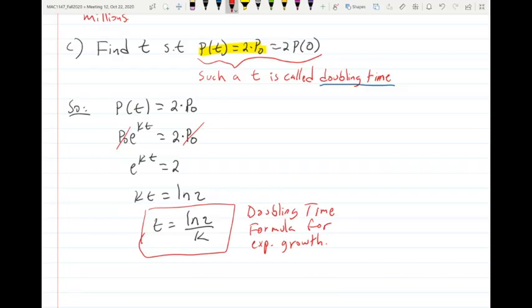Notice now that with this, we can figure out the rate of change of the quantity, the rate at which the quantity is growing, if you know the doubling time. Because this means that k is going to be ln of 2 over t. But in this case, t is the doubling time.